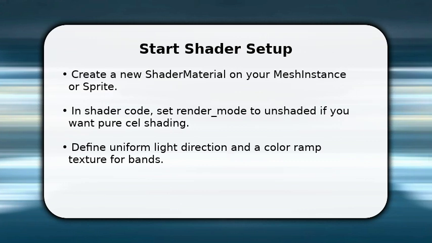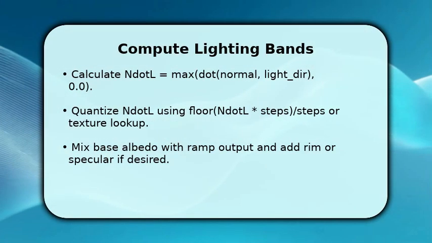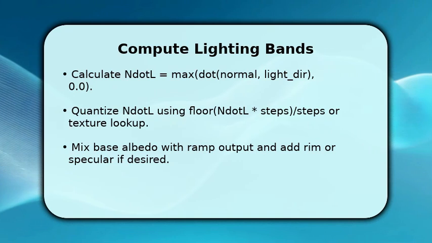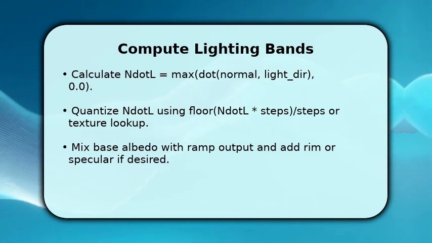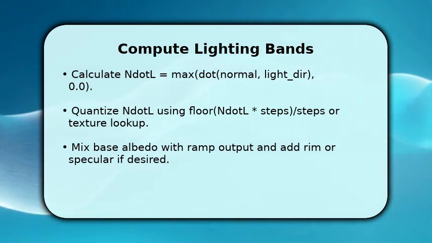Now compute the lighting term. Take the surface normal and calculate n.L with your light dir. Clamp it to 0. Once done, quantize that value to produce flat bands, either by using floor(n.L * steps) / steps, or by sampling the ramp texture with n.L as the coordinate.